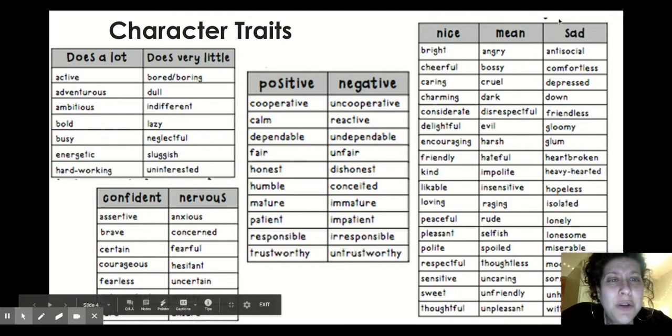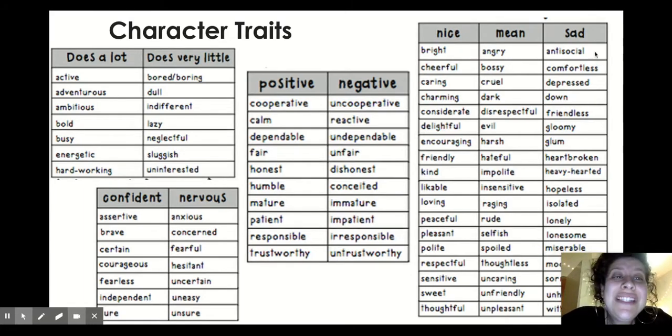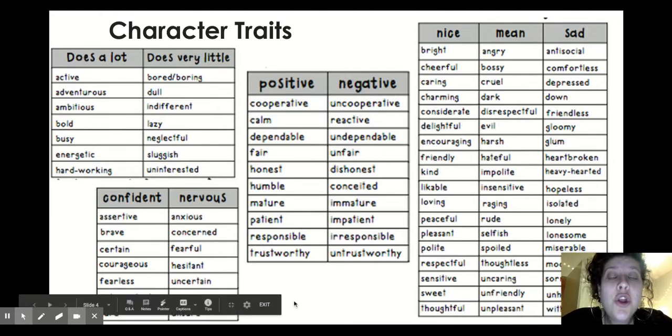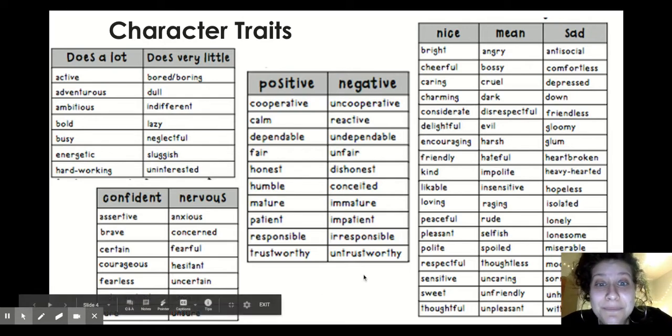Or instead of saying mean, we can say things like angry, bossy, cruel, disrespectful, hateful, impolite, rude, selfish, spoiled, unpleasant. Or instead of saying sad, we can say gloomy, glum, lonely, down, depressed, heartbroken, hopeless. There are lots of ways to say lots of different words. Today, we're going to come up with a character and character traits that match them. We can be as creative as we'd like.